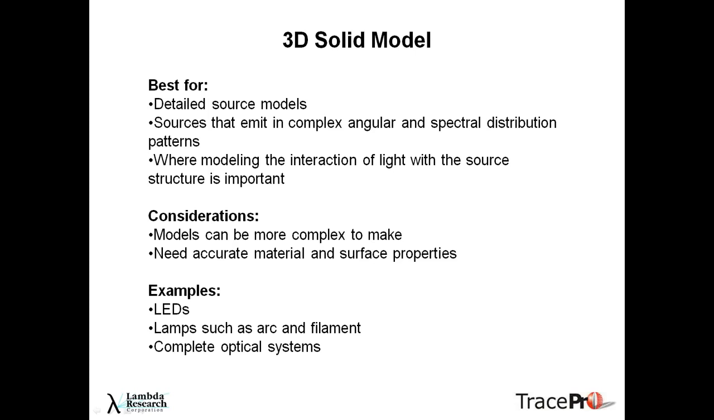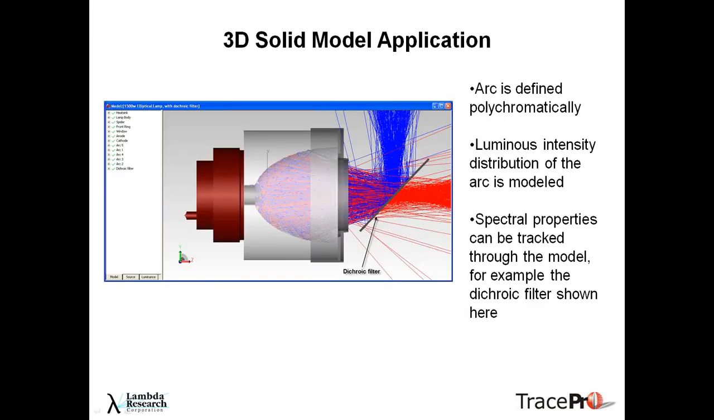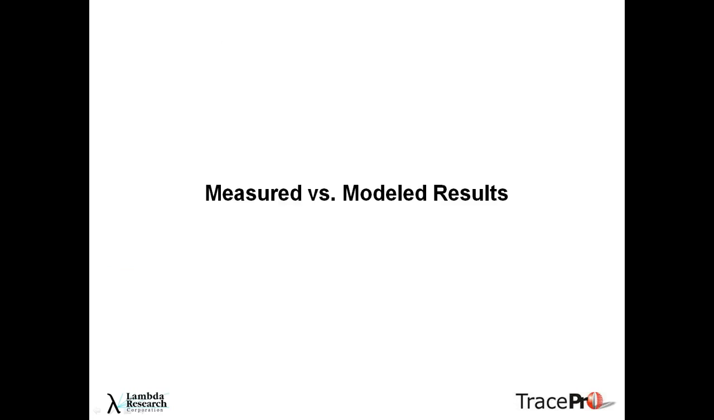So a lot of times a 3D solid model will have the geometry, but it will also have a surface source property in there as well to act as the source. Here's an example, once again, that short arc lamp might be used in a digital projector. We have a dichroic filter here, so we have one wavelength being passed by the filter, another wavelength being reflected. So we're able to fully model the spectrum of the arc and get different spectral behaviors based on the wavelength.